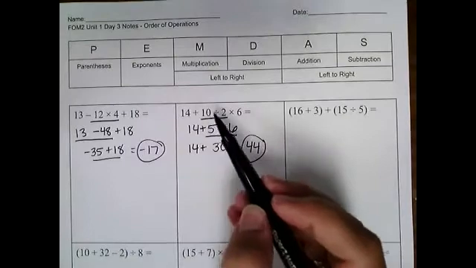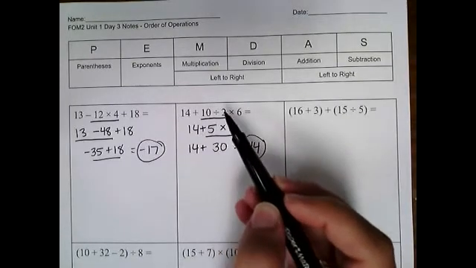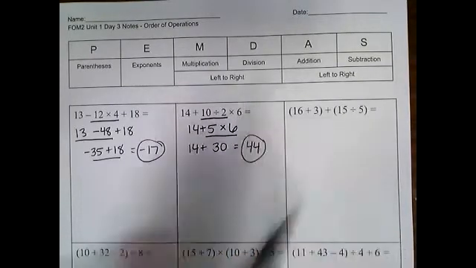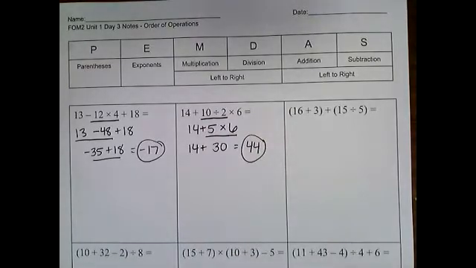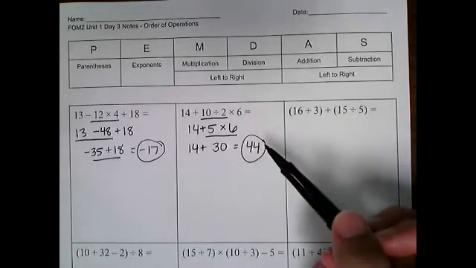Whereas if I had done 14 plus 10, well, that's 24. 24 divided by 2 is 12. And 12 times 6 is 72. So that is very different than 44.